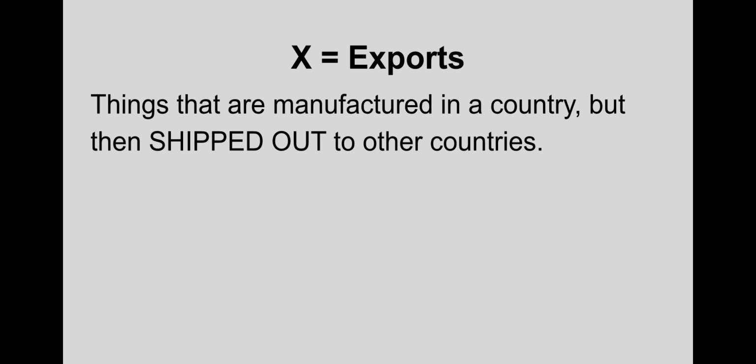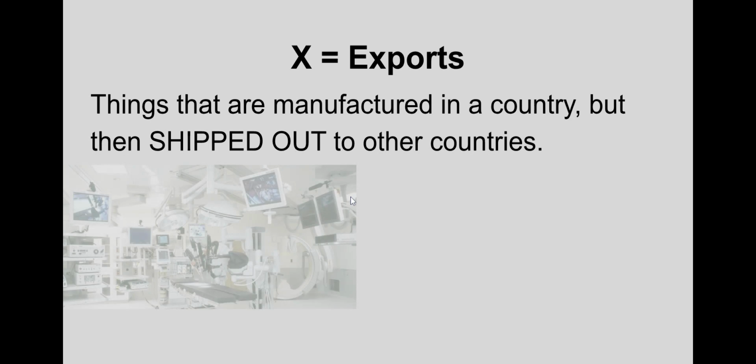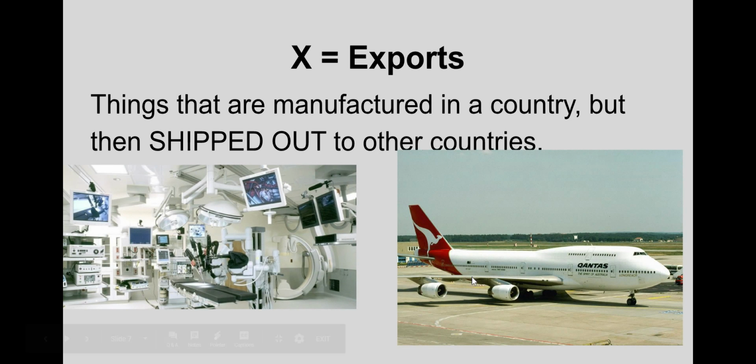We ship corn all around the world. We ship medical equipment all around the world. We ship airplanes. We make huge airplanes. Boeing is based in the United States. All of those things we manufacture in this country, we sell to other countries, and we get money in return. So exports help a country, like we said, airplanes, medical equipment, etc.